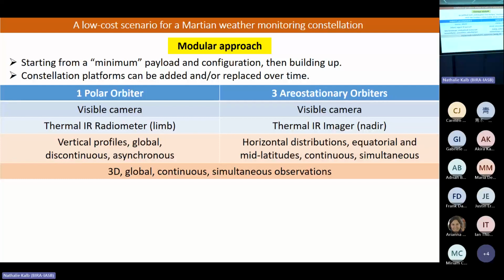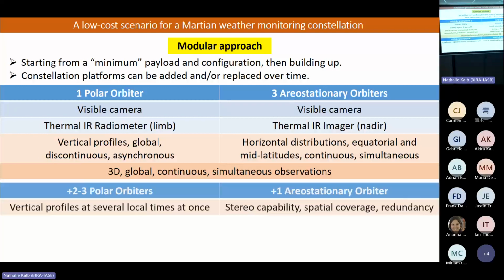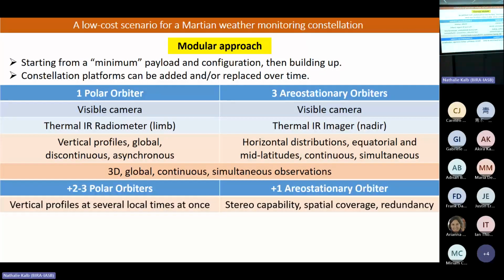Great. Then, of course, if you have more budget, you can add your wishes. So if you add 2 or 3 small polar orbiters, it could be CubeSats, then you have vertical profiles at several local times at once, which is a great advantage. You add another areostationary orbiter. You add the stereo capability, which provides you with, for example, the altitude of the clouds. You can track the clouds to get some information about the wind. Then, of course, you have more spatial coverage because you have some overlapping. And if one breaks, you still have 3 to play with.